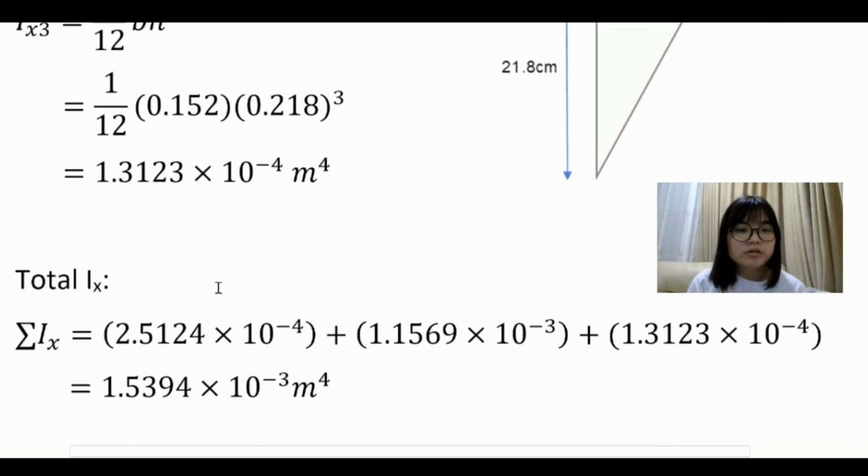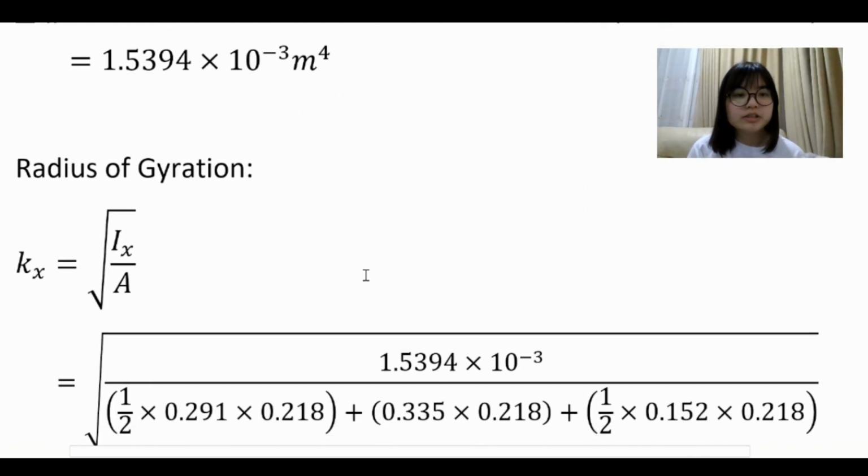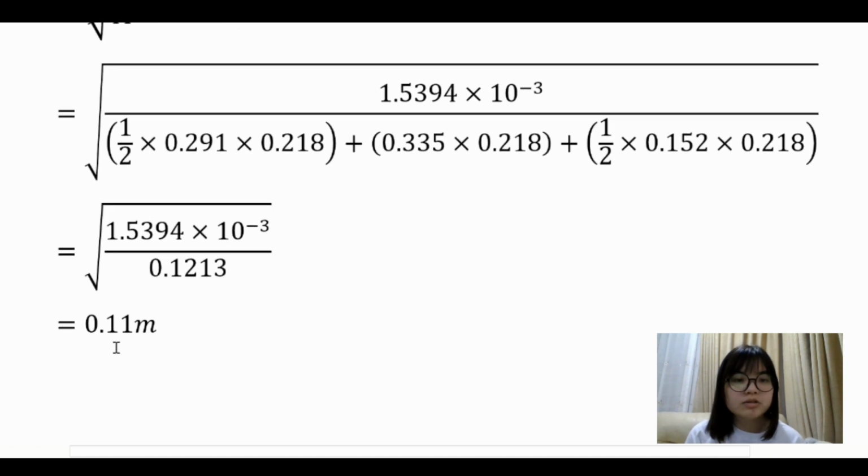And next, to calculate the total Ix, which is the total moment of inertia with respect to x, we need to add them all and we obtain this answer. And finally, to calculate the radius of gyration, we are given this formula: kx equals the square root of Ix over A. Ix is the total moment of inertia with respect to x, and A is the total area for the components. So we substitute in the values and finally we get 0.11 meter for our radius of gyration.